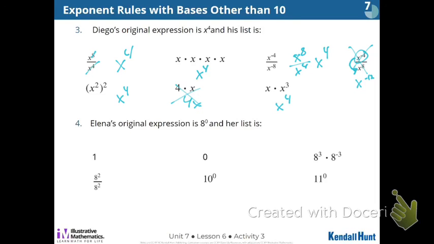And number 4. I didn't let you pick number 4 because it's the easiest of them. Is 8 to the 0 equal to what? 1. If I add these together, I get 8 to the 0. That is 1. Actually, anything divided by itself is 1. 10 to the 0? 1. 11 to the 0? 1. Okay, cool.